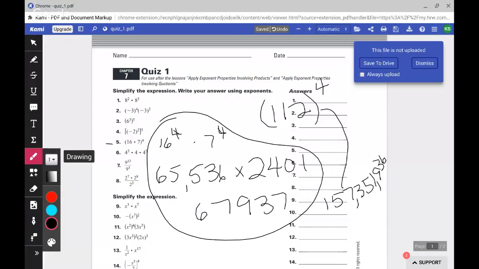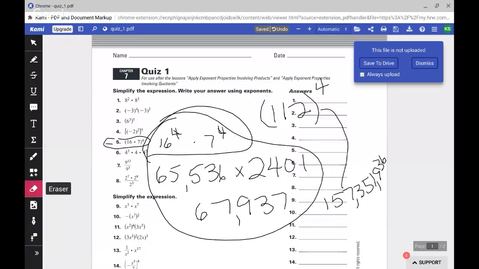So 157,351,936, and this one is 67,937. So there is a huge difference between those. So what they were looking for as the answer is this right here. And like I say, I don't remember what you two put, but that's the answer to that one. Just 16 raised to the fourth and 7 raised to the fourth.